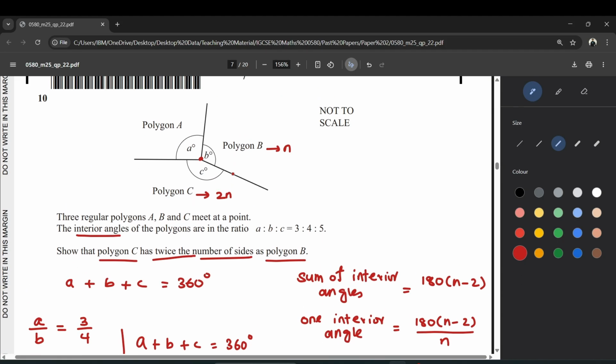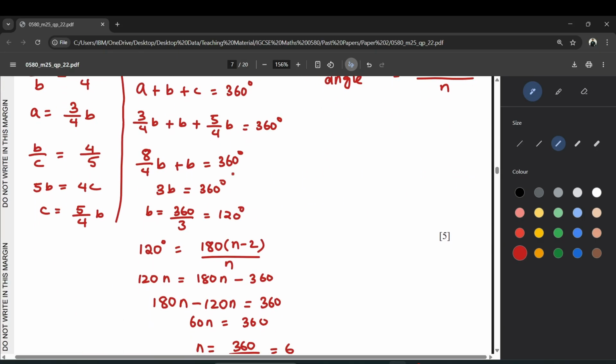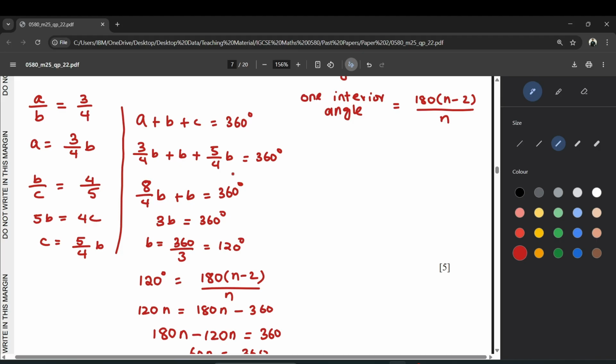Okay, now remember that we cannot just multiply this 2 with n, because the question says show that. So you're not supposed to use this information. You have to calculate the number of sides, and they should give us this relation: that polygon C has twice the number of sides as compared to polygon B. So I'm now going to use the same concept over here. Let me do it in a different color. Just like how I calculated the value of B, I can calculate the value of C as well using this expression.